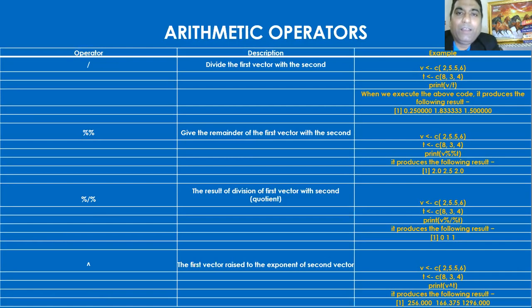Then percent divided percent. The result is the division of the first factor by the second. And this is the caret sign. The caret sign is used for the exponent of the second factor. So these are the arithmetic operators.